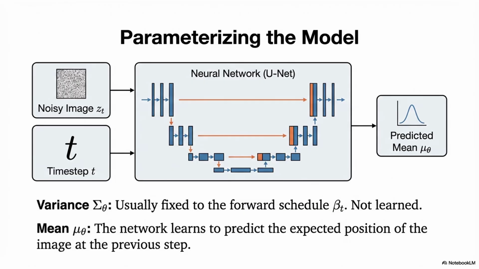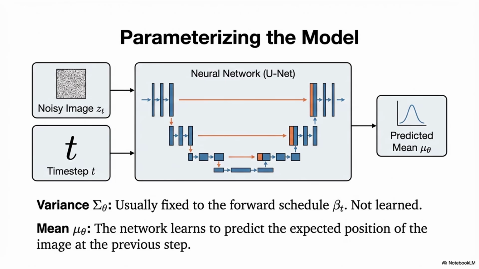Okay, so we know the network has to predict the previous step. But how do we actually teach it to do that? What's the homework assignment? What's the loss function it's trying to optimize? Now, you might be thinking the obvious answer is to just have the network predict the less noisy image directly. And that makes a lot of sense. But it turns out there's a much, much smarter way to set this up. A really critical insight is about to drop.